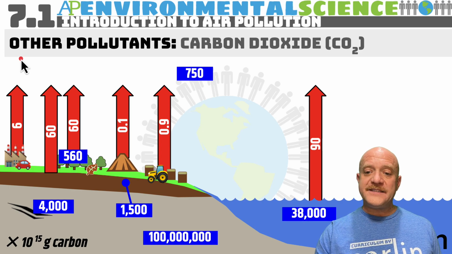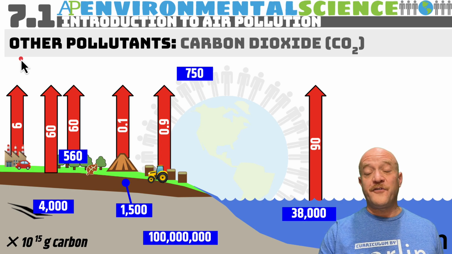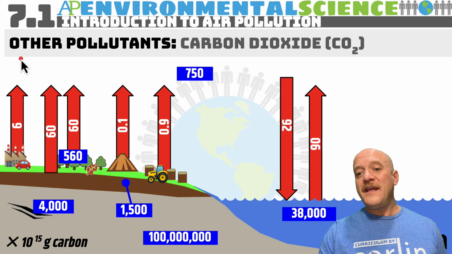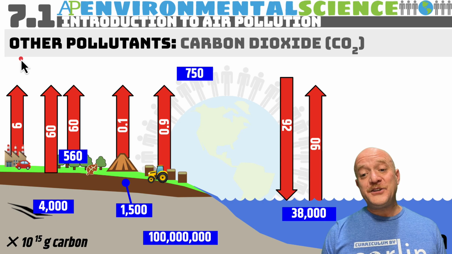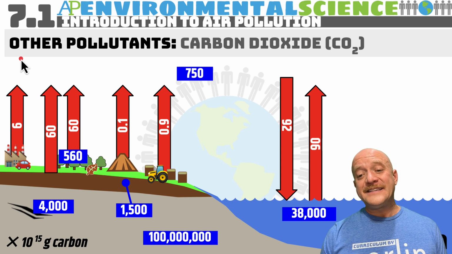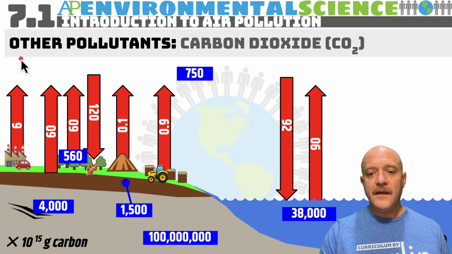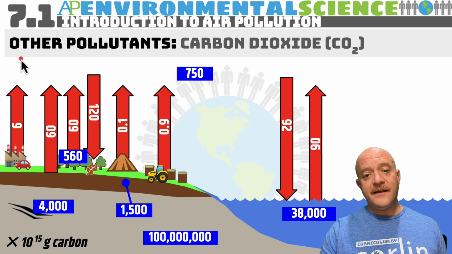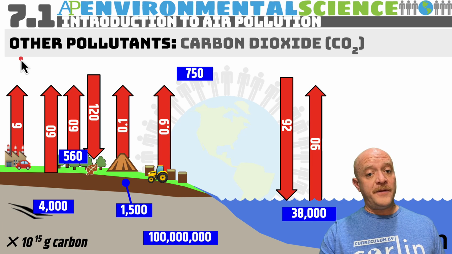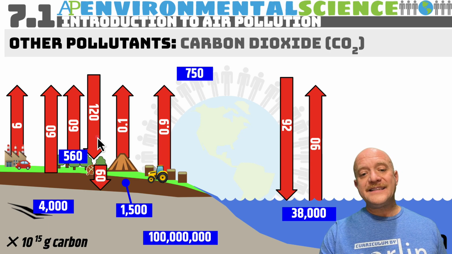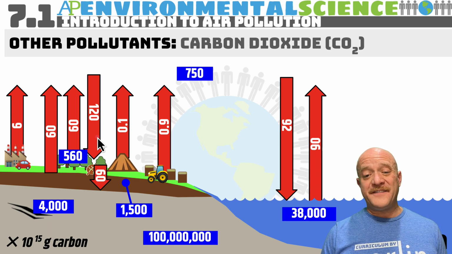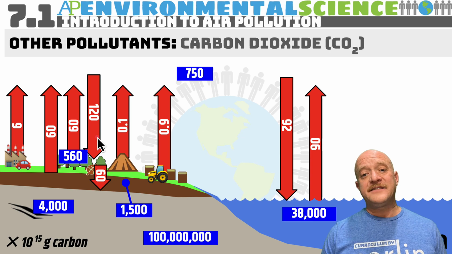We have 90 times 10 to the 15th grams of carbon coming from the surface ocean. And then we have 92 times 10 to the 15th grams of carbon actually entering the ocean from the atmosphere. So here we're having a net gain in oceanic carbon. We're also having 120 times 10 to the 15th grams of carbon being taken in from the atmosphere through photosynthesis. And 60 times 10 to the 15th grams of carbon are going into the soil through decomposition and the act of decomposers.